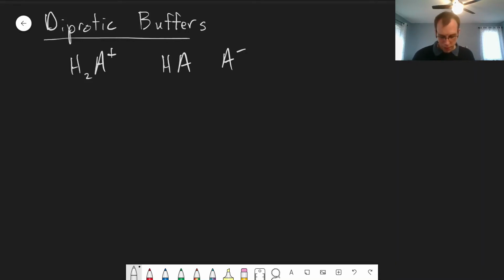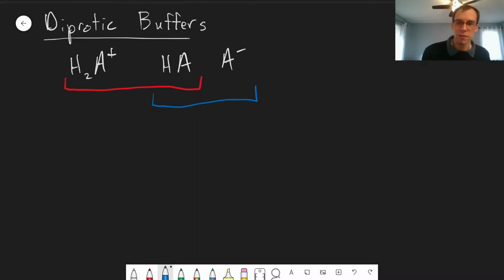And when we make a buffer, we can think of the buffer as consisting of one or the other of pairs of these. So we can have one buffer that would exist between H2A+ and HA. When those two are present in solution, we're not going to have a lot of A- left in the solution, and we can essentially ignore it. We also can make a buffer that consists of HA and A-.